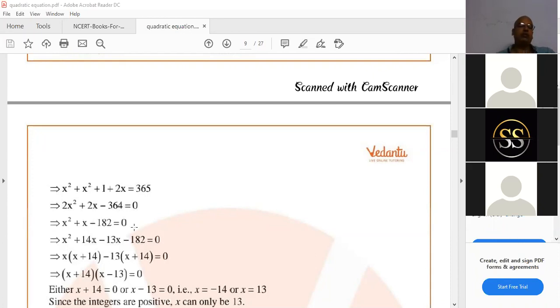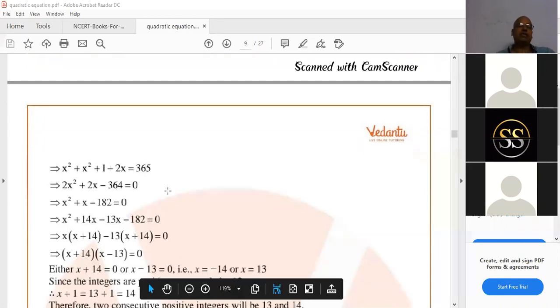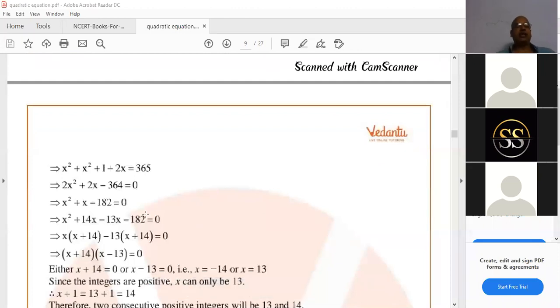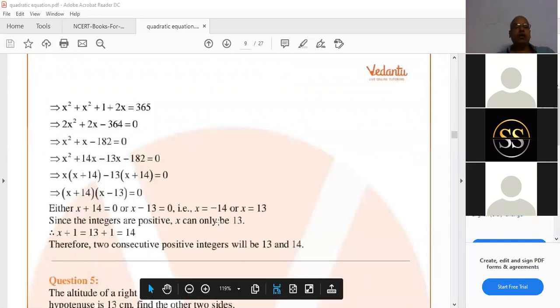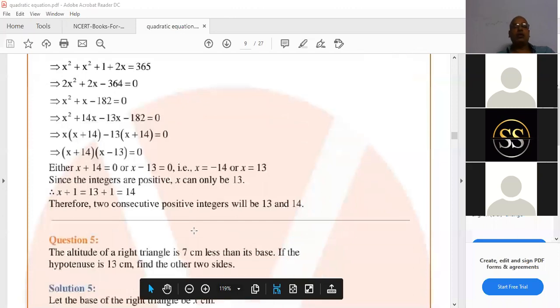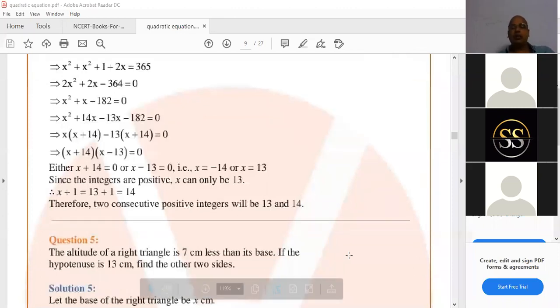Now divide by 2 on both sides. Then x square plus x minus 182 equals 0. Then the factors are plus 14 and minus 13. So you got the answer x equals minus 14, x equals 13. We can't take negative numbers because it is consecutive positive integers. Let one consecutive positive integer be 13. The other is 13 plus 1, 14. Hence the two consecutive positive integers are 13 and 14. Understand?